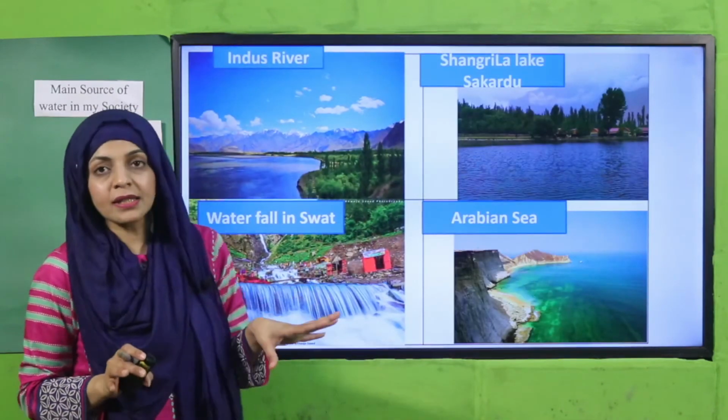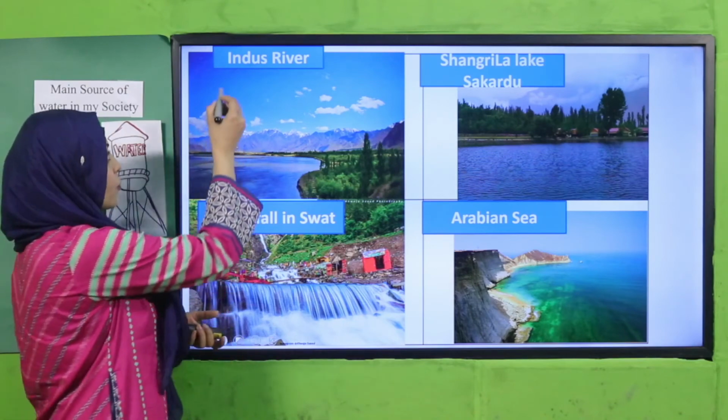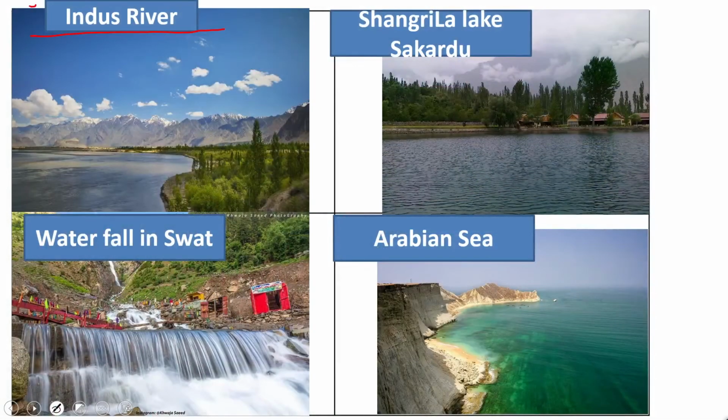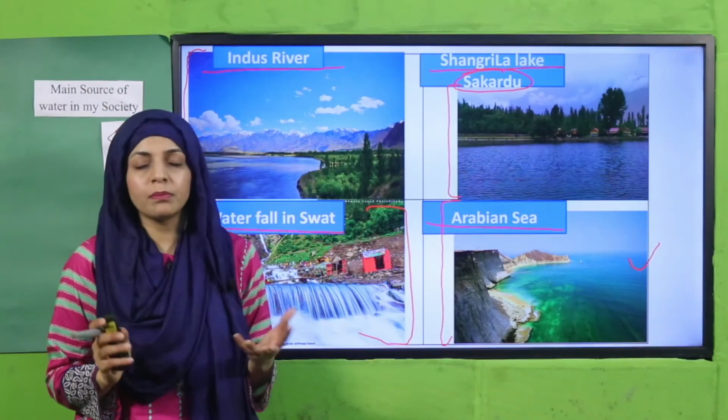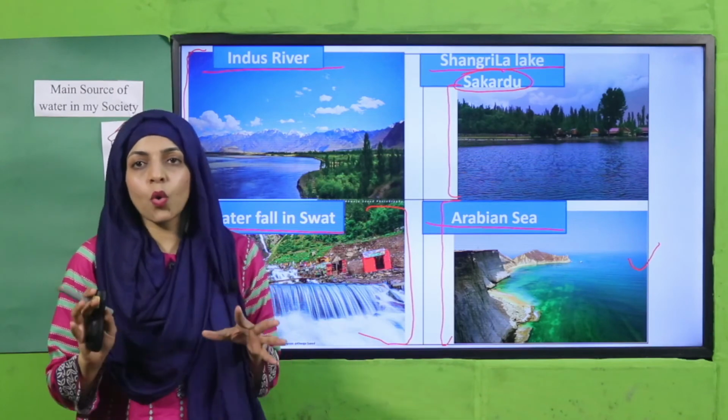For example, I have done this for you. Here is Indus River. It is the biggest river in Pakistan. And then I have also taken a picture of a lake, Shangri-La Lake, which is located in Skardu Valley. And then there is a waterfall in Swat. And finally, Arabian Sea, which is in Karachi, यानी कि जो दरिया समंदर है हमारा पाकिस्तान में, बहीरा अरब, Arabian Sea. So there are no oceans in Pakistan.